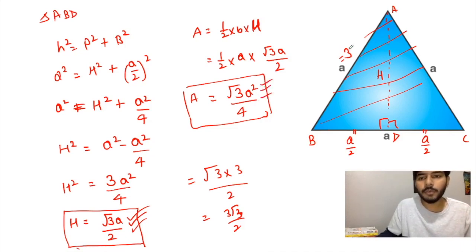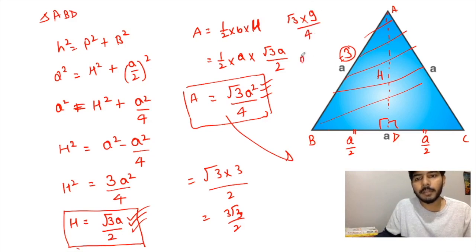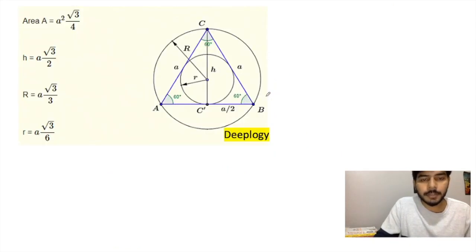Similarly, if you know the side, you can directly find the area also. How? You can directly write root 3, side is 3, square 9 upon 4. That means 9 root 3 upon 4 is the area of this triangle. Hope you understand this.